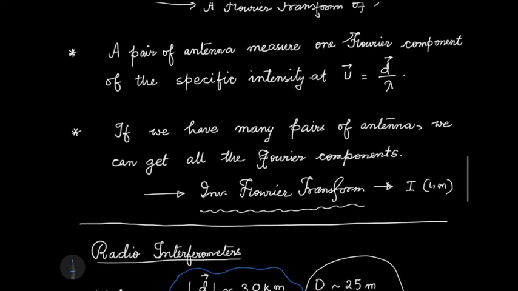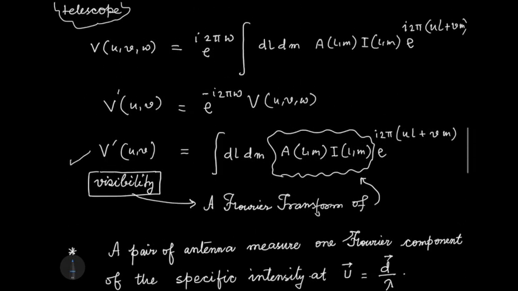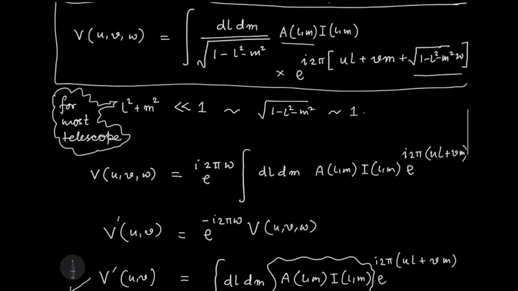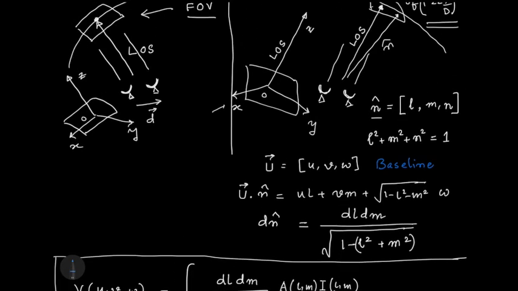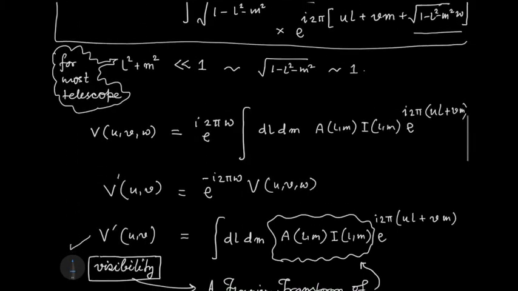Okay, so if I remind you, this vector u is called the baseline vector. Baseline, because you can think of a line between the two antennas which is giving this vector. So that's why it's called baseline. Base means it's on the face of the earth.